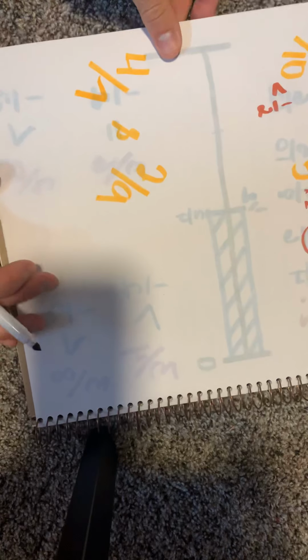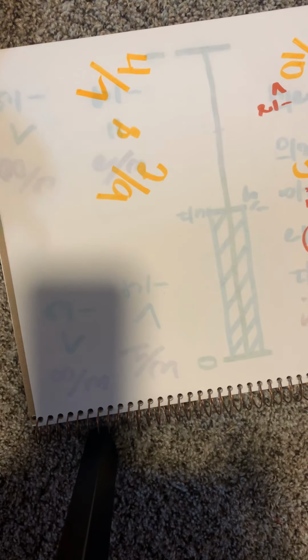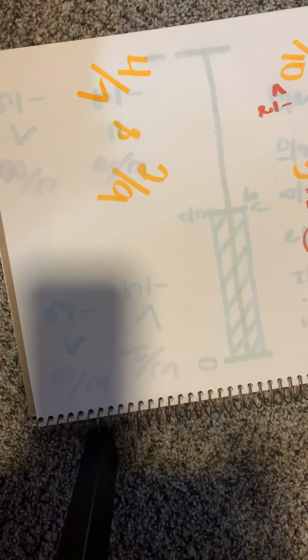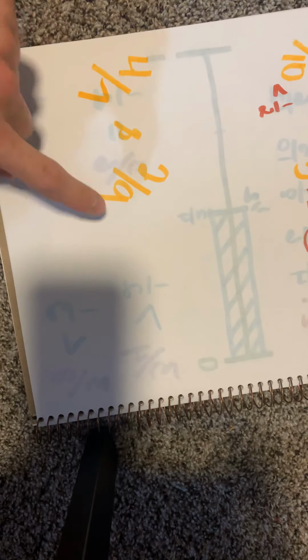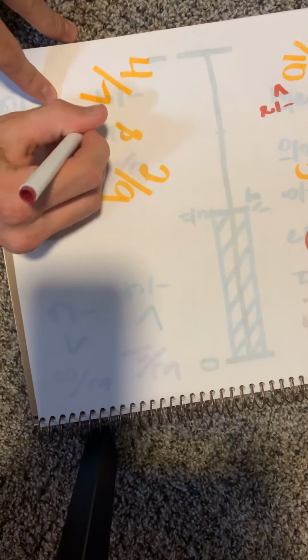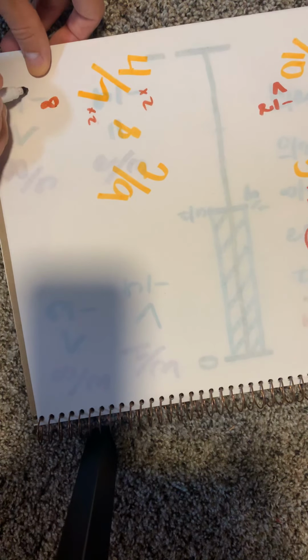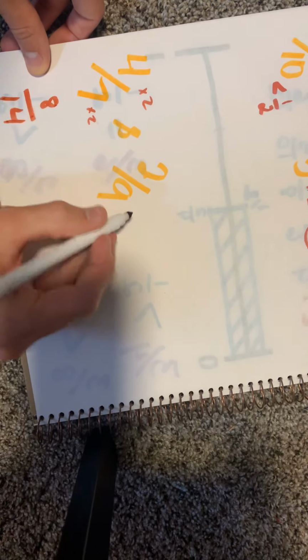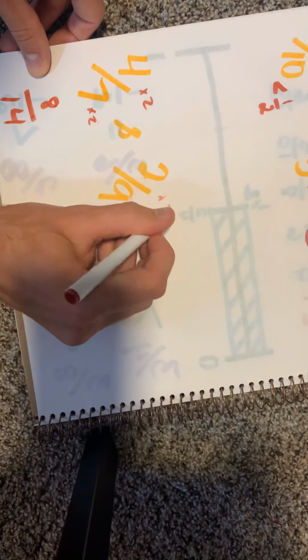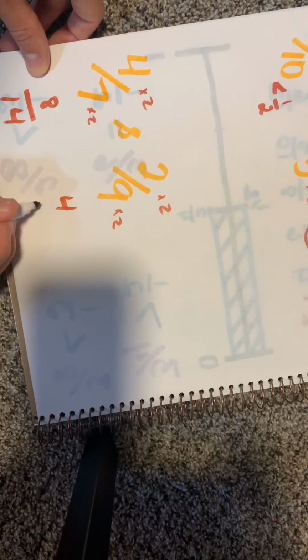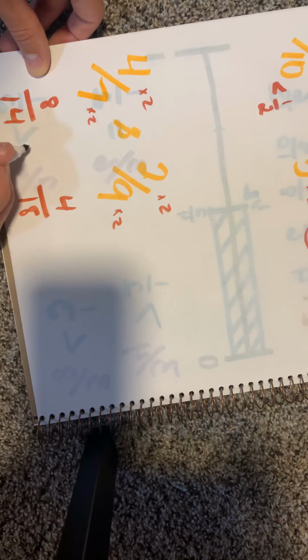Got one more example for us. 4/7 and 2/9. These are tough because these are odd numbers. So to make them even numbers, I'm just going to double them. I'm going to times all this by 2. Times 2, times 2, and that gives us 8/14. And we're timesing this by 2 and this by 2. That's going to give us 4/18.